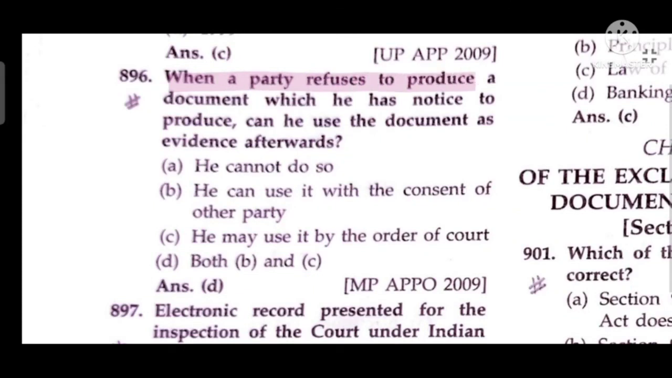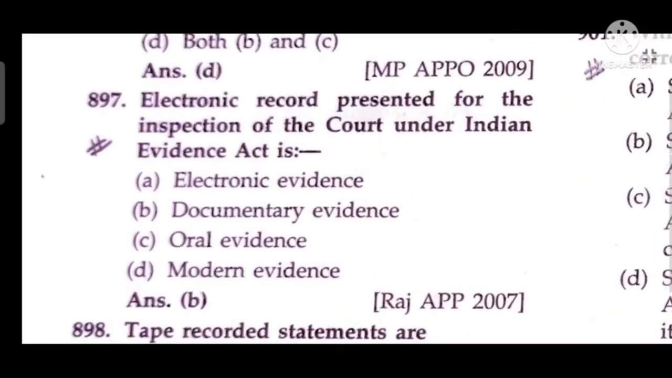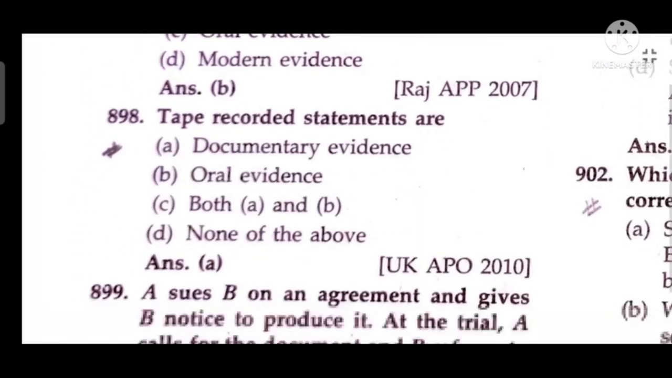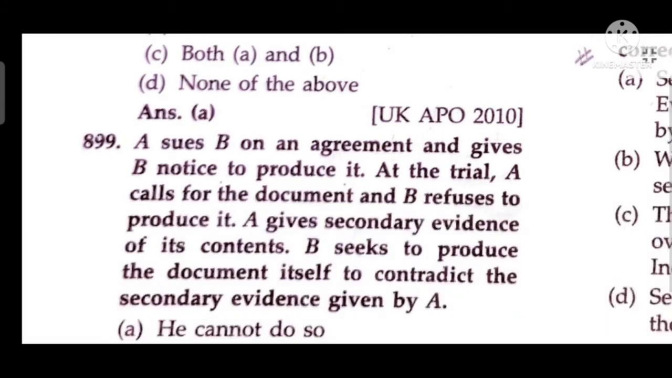When a party refuses to produce a document which he has notice to produce, can he use the document as evidence afterward? He can use it with the consent of the other party. He may use it by the order of the court. An electronic record presented for inspection of the court under the Indian Evidence Act is documentary evidence. Tape-recorded statements are documentary evidence.